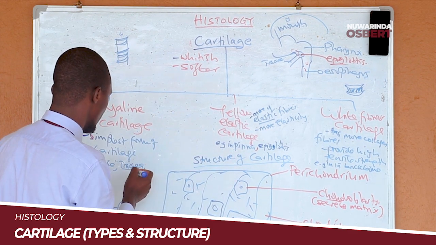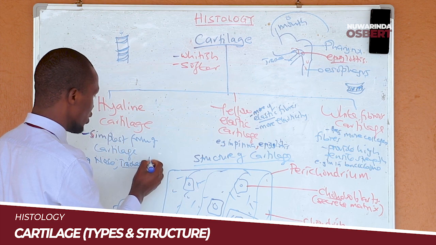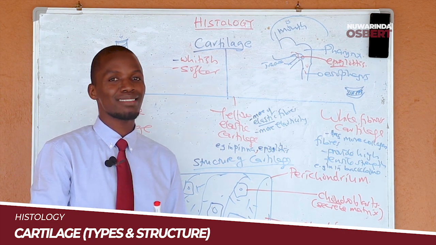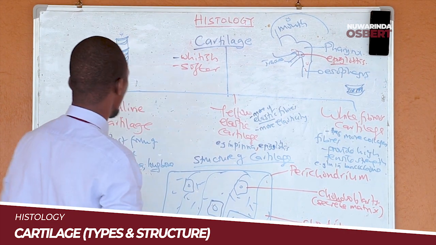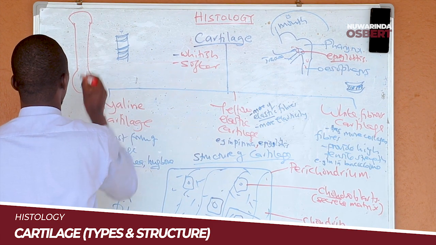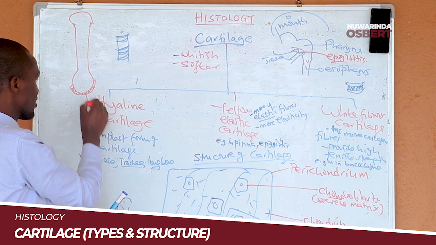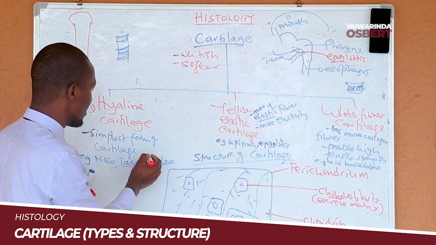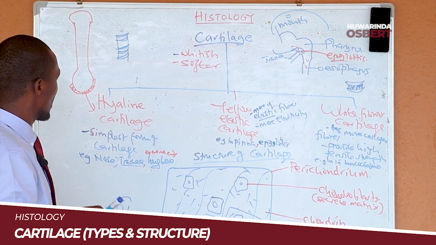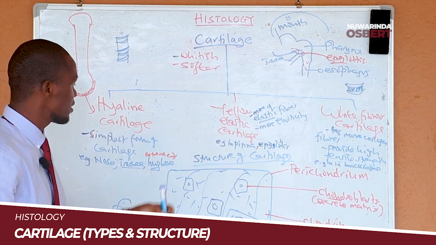So we have it in the trachea, and you're also going to find this cartilage at the extreme ends of longer bones, like the humerus, the tibia, and so on. You have a bone which is long like this, but at the extreme end here, we are going to find some little part of cartilage. This cartilage at the extreme end is still hyaline cartilage. We find it at the extreme ends of longer bones and very many other places.